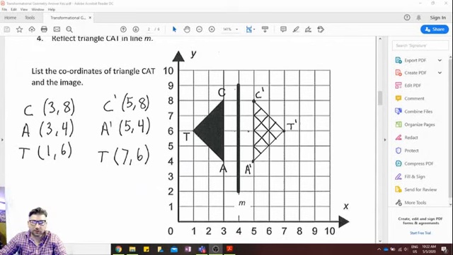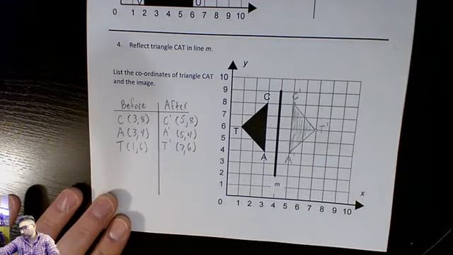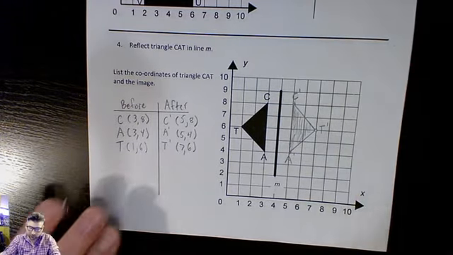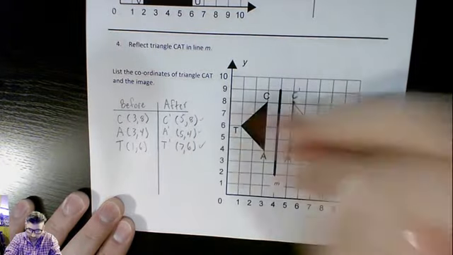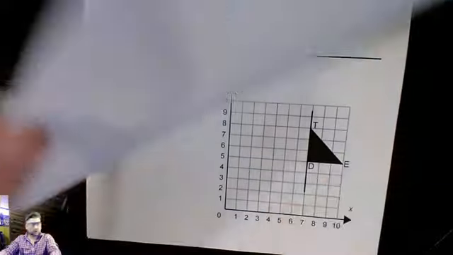Okay, so I have my answer key here. I have C prime at 5.8, A prime at 5.4, and T. T does not have a prime mark on the answer key, so that actually is wrong, but it should have a prime mark on the answer key. But there it is, so I am correct. I can give myself marks for that. Double check my work. Good to go. Positive reinforcement instantly. All right, moving on.